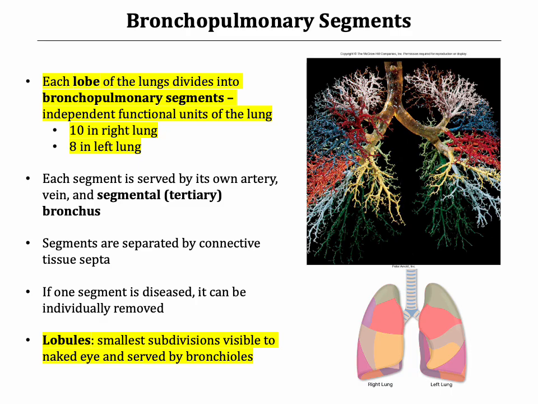Each segment is served by its own artery, vein, and segmental or tertiary bronchus. These segments are separated by connective tissue septa, so they're isolated and independent. If one segment is diseased, it can be removed or even transplanted. So these are very important, functionally independent segments. The lobules themselves are the smallest subdivisions visible to the naked eye and are each served by their own bronchioles. So these lobules are the smaller components found within each segment.